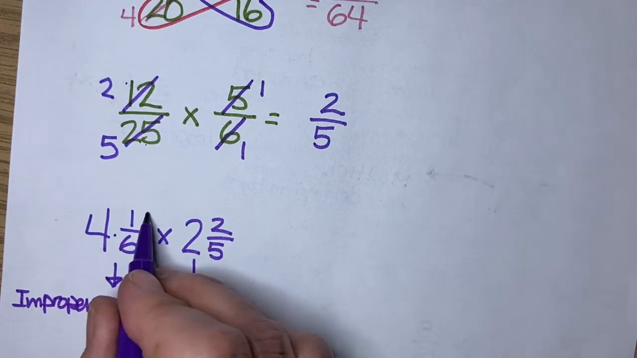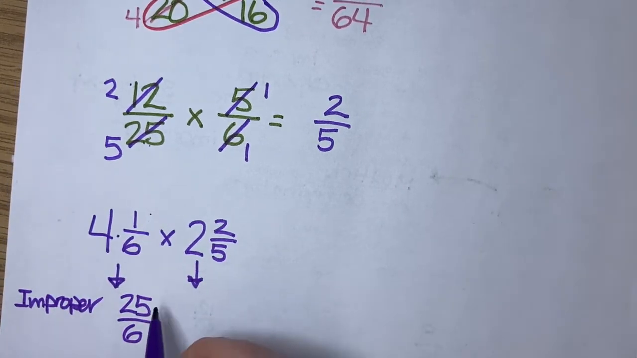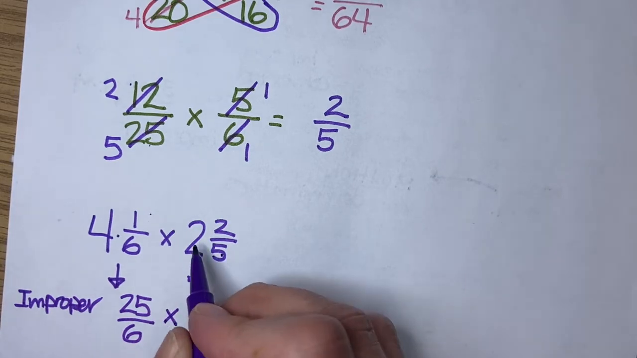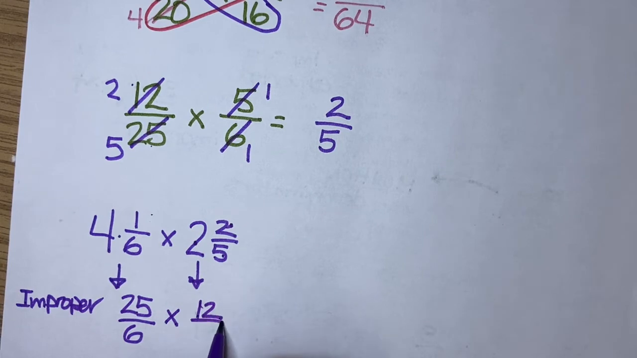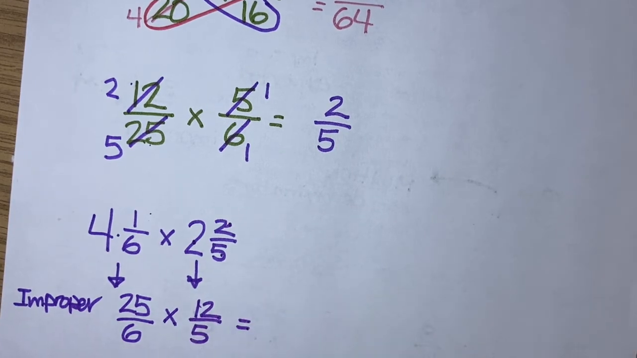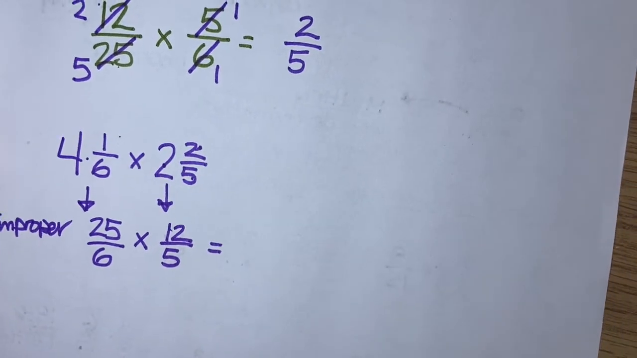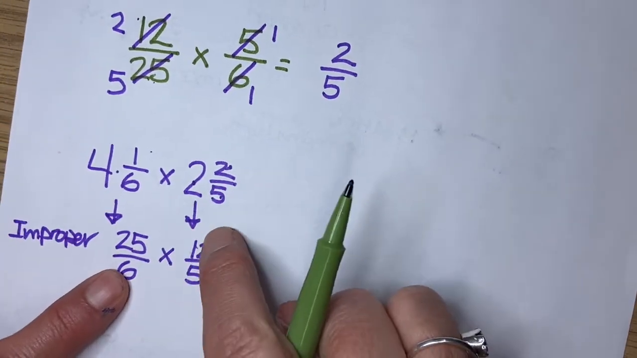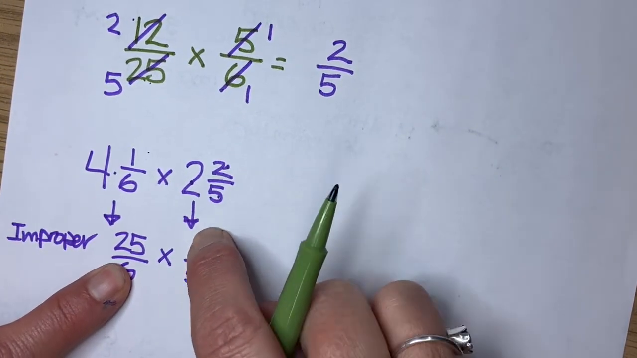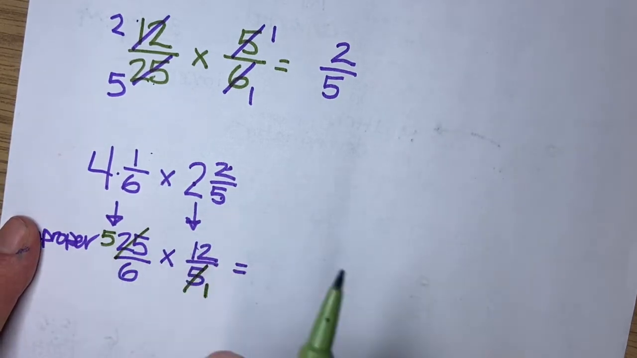6 times 4 is 24, plus 1 is 25 over 6 times 5 times 2 is 10, plus 2 is 12 over 5. Well, this is going to work out nicely with my cross canceling. All right, I don't want to do 25 times 12, okay? But I do want to cross cancel, cross reduce. 5 and 25. 5 goes into both those numbers, so 5 divided by 5 is 1. 25 divided by 5 is 5.